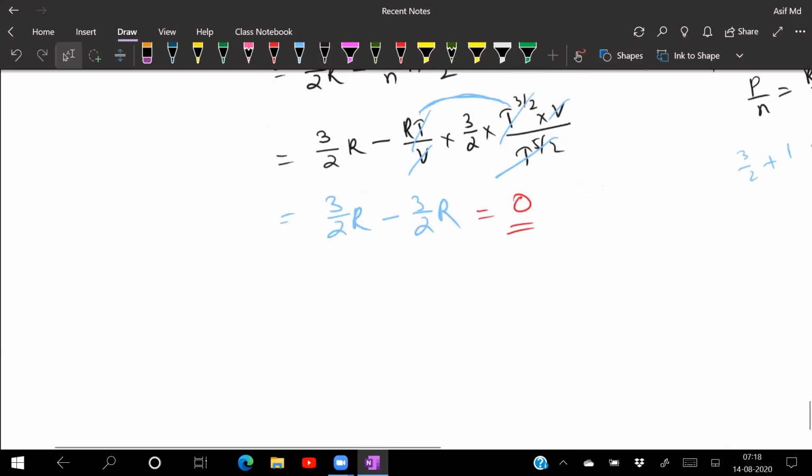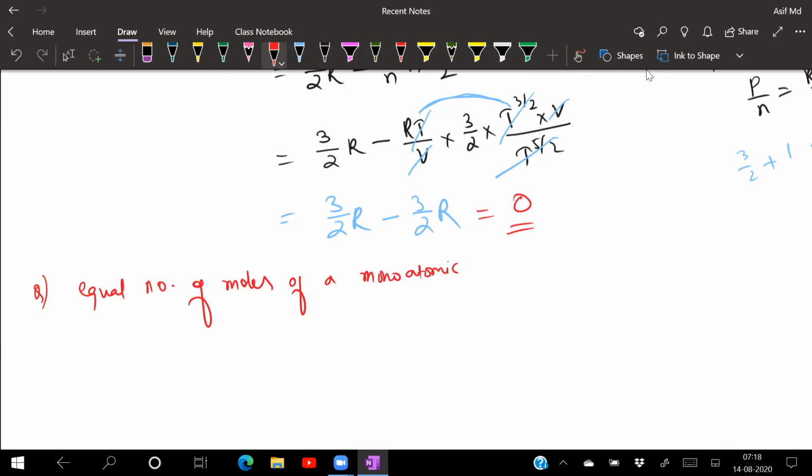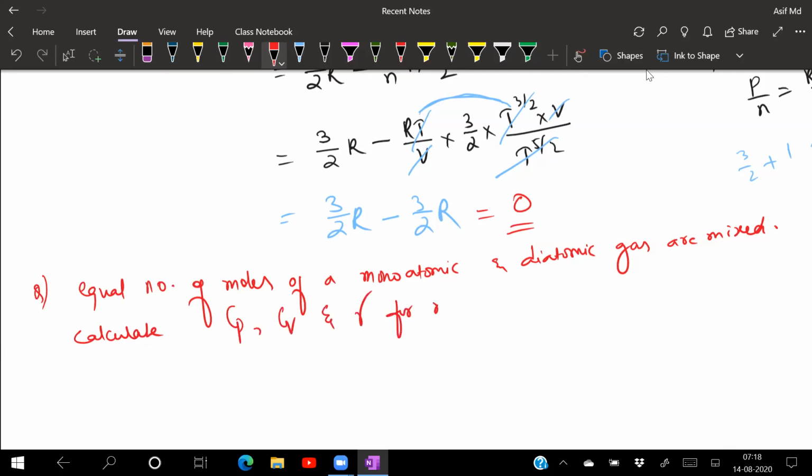See this one. Equal number of moles of a monoatomic and diatomic gas are mixed. Calculate Cp, Cv and gamma for the mixture.